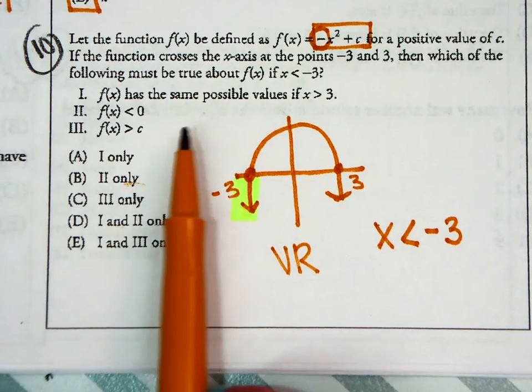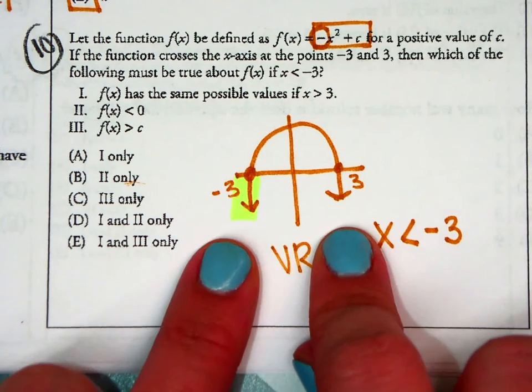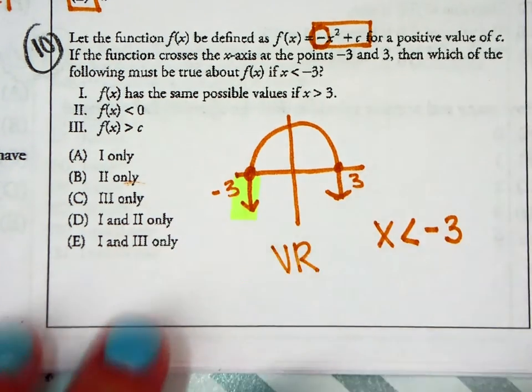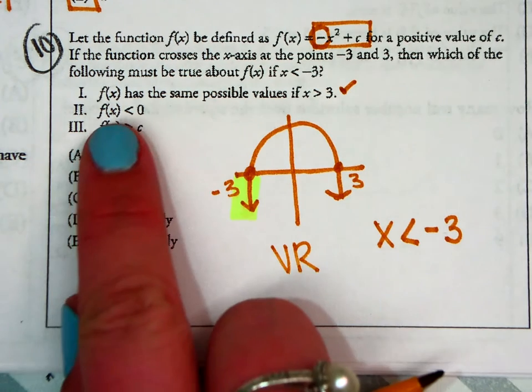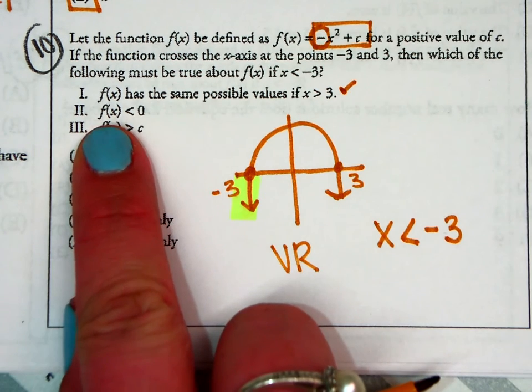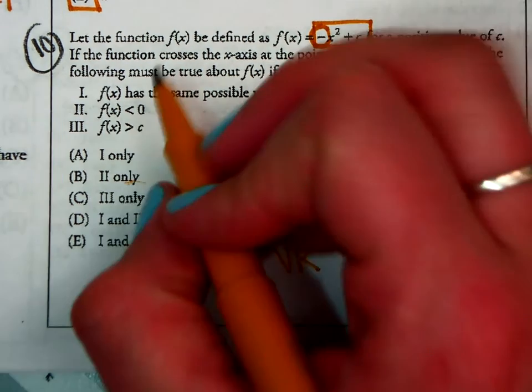Option 1: y has the same possible values for x of negative 3. Well, since it's a parabola, they're equal on both sides. So that is actually true. Sketching a graph would allow you to see that. Okay. Next, f of x, or y, is less than 0. That is definitely true. These numbers on the y-axis are negative. So 2 is true.